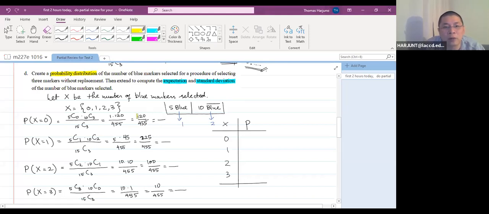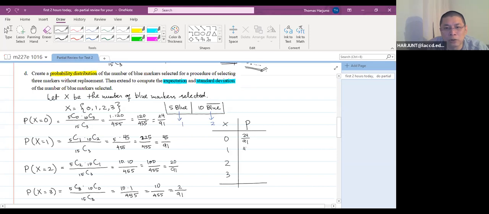So take a look at what kind of common factor they have on these numbers. Can anybody help me? What is the common factor of these 5 numbers? The common factor is 5, which means I can reduce by 5. If I reduce by 5, this will be 24 over 91, 45 over 91, 20 over 91, and then 2 over 91. Now that's the numbers you put here.